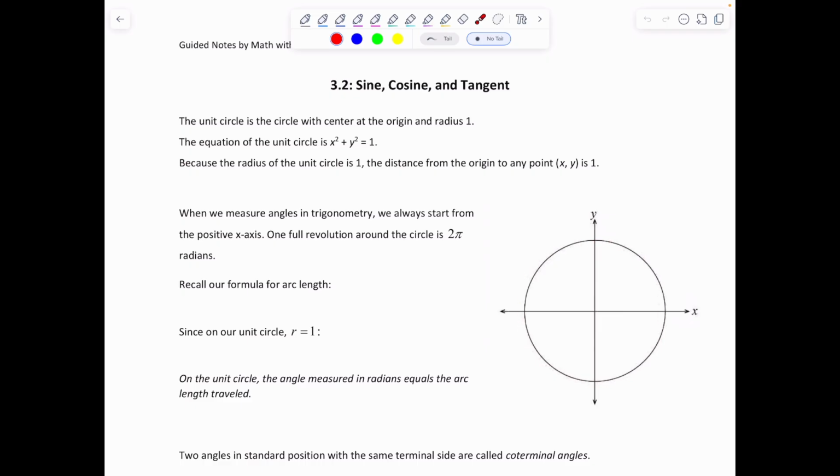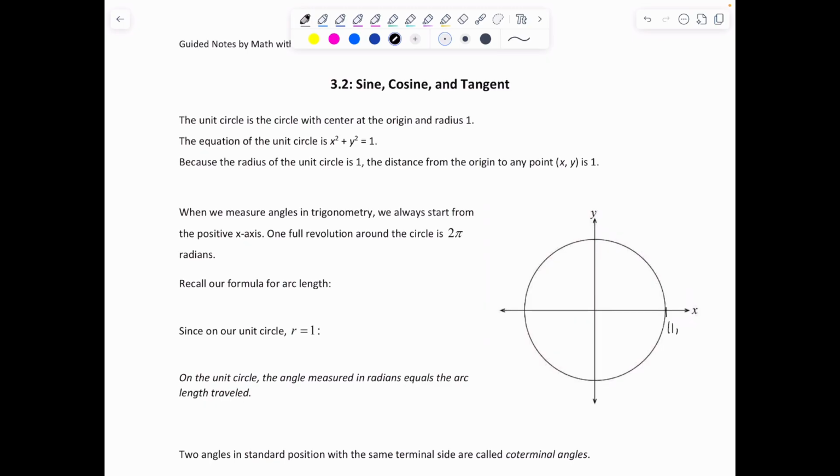The unit circle is a special circle. Its center is at the origin, and its radius is 1. This point here is at (1, 0). This is at (0, 1). This would be (-1, 0), and then down here, (0, -1).